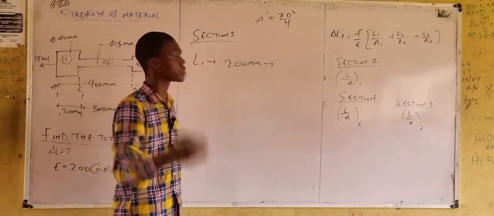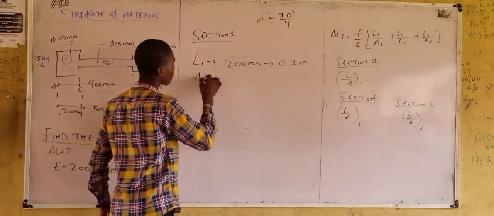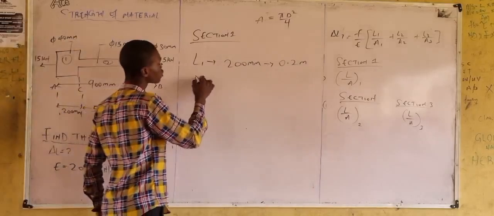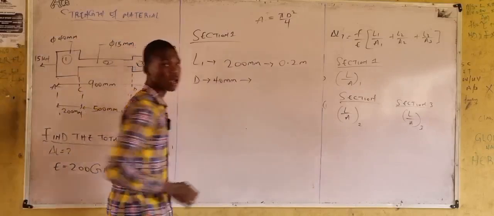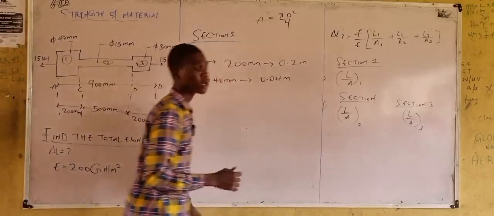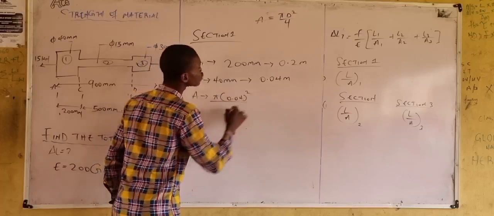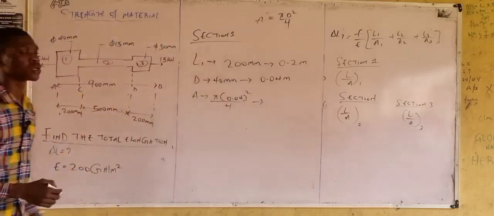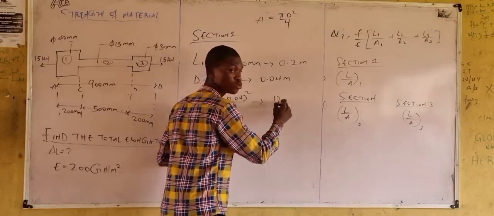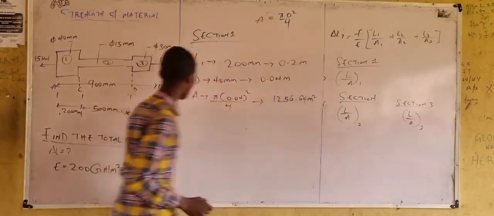200 mm. Hence, in meter, it will be what? 200 times 10 raised to the power of minus 3. Then what do we have? 0.2 meter. Okay, the area, using this formula, it means pi, or first, the diameter of section 1 is given to be what? 40 mm. Right? Then in meter, what do we have? 0.04 meter. Now let's get the area. Using this formula, we have that pi open bracket 0.04 square all over 4. Then this should be equal to what? 1256.64.